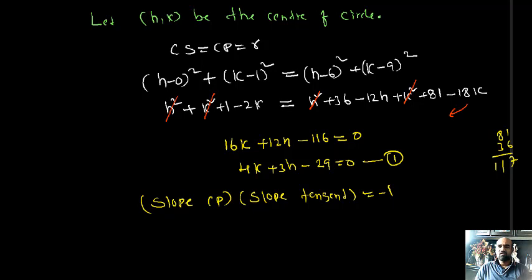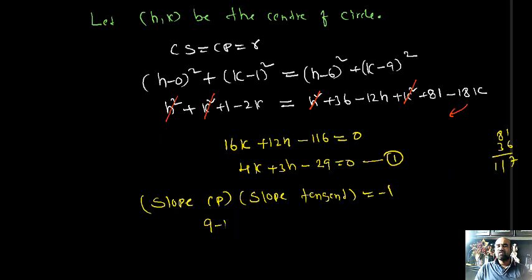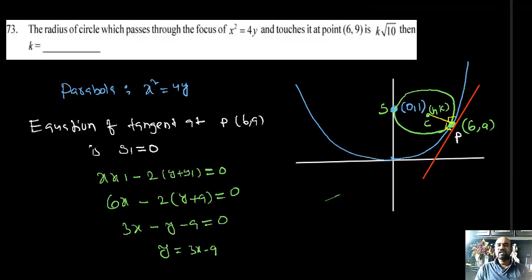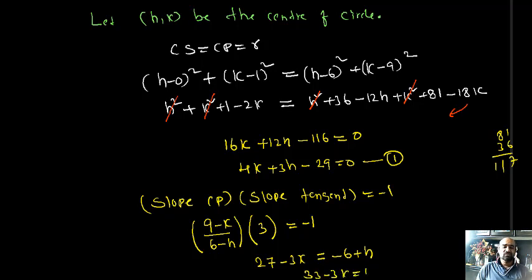What is the slope of CP? I can write (9 minus k) by (6 minus h) into the slope of the tangent, where the line is y equal to 3x, so 3 is the slope. That is equal to minus 1, which is the same as 27 minus 3k equal to minus 6 plus h. Try to make h the subject here. Minus 6 transfer this side: 33 minus 3k equal to h. Okay, so this is equation number 2.